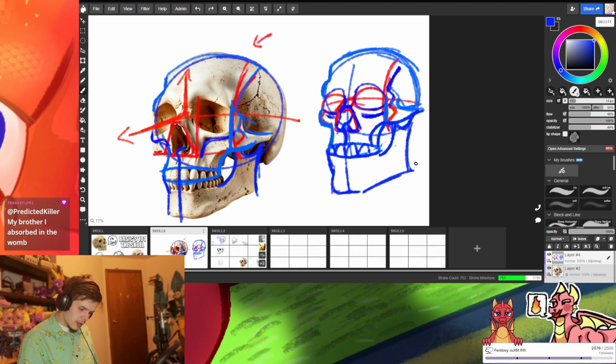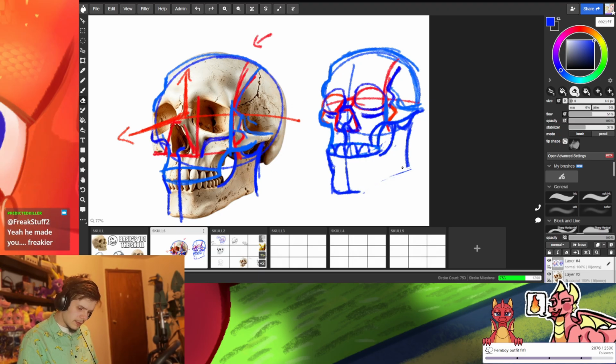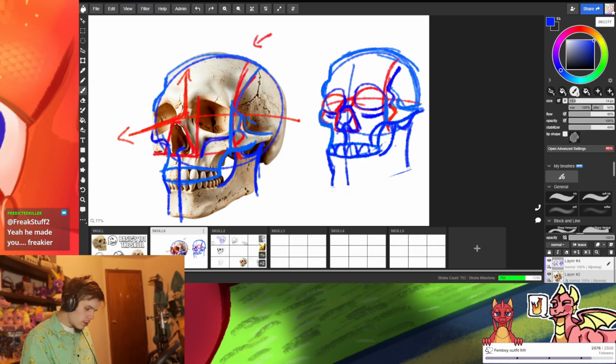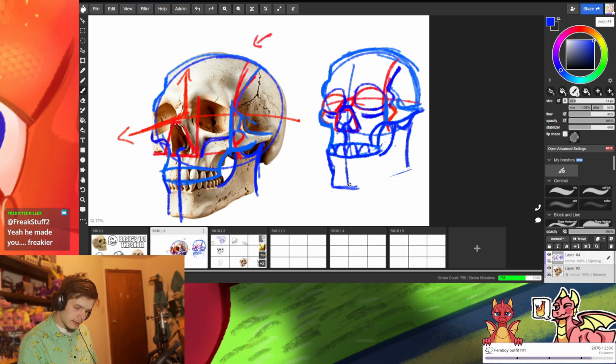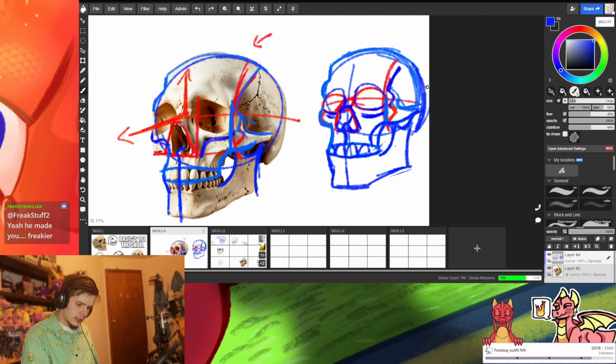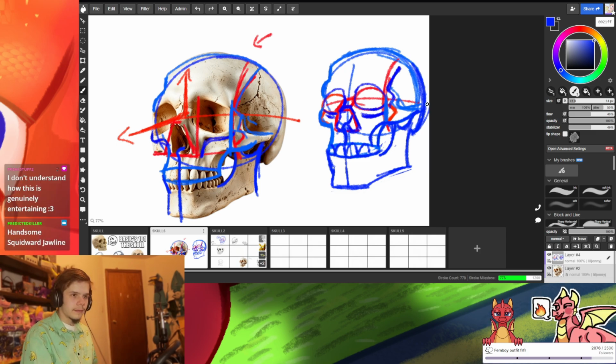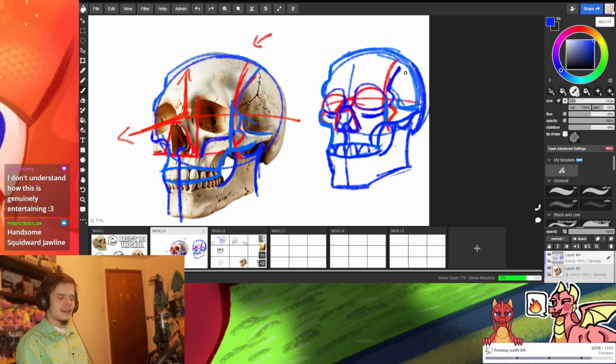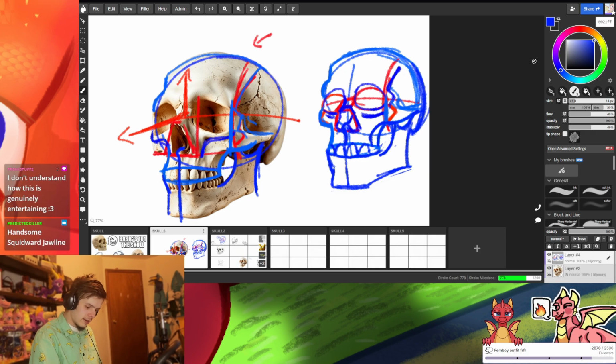You might be saying, Johnny, doesn't the skull look a little too handsome? And you're absolutely right. The awesome thing about digital art is you can take your eraser and just slim up the skull a little bit. Don't worry about what I'm doing back here. Handsome Squidward jawline, indeed.